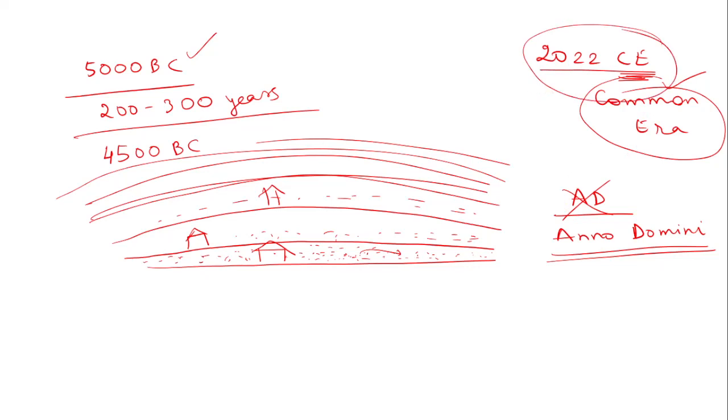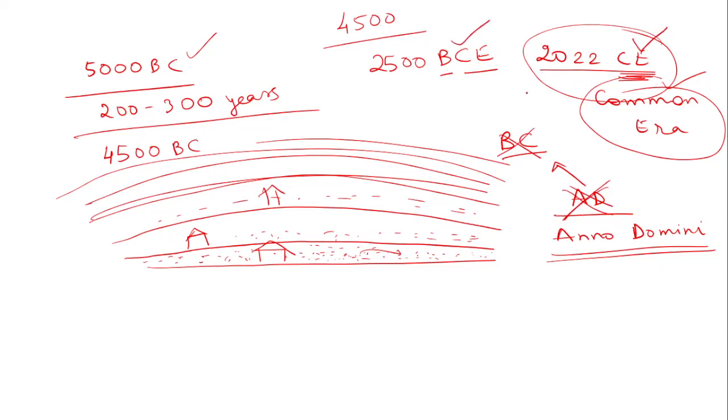So if you need to write about Harappan civilization and you want to say that Harappan civilization started its mature phase 4500 years ago, you can write it as 2500 BCE. It is before common era. The opposite of AD is BC, which is before Christ. So don't use before Christ or Anno Domini. Please use common era and before common era.